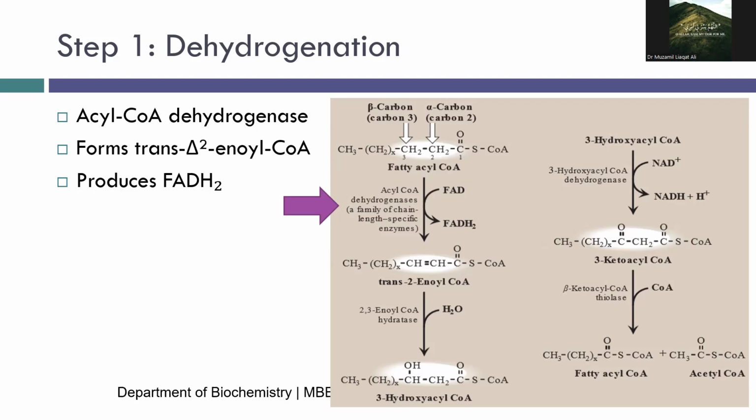FADH2 donates electrons directly to the electron transport chain via the ETF and ubiquinone, leading to the production of 1.5 ATPs per molecule.